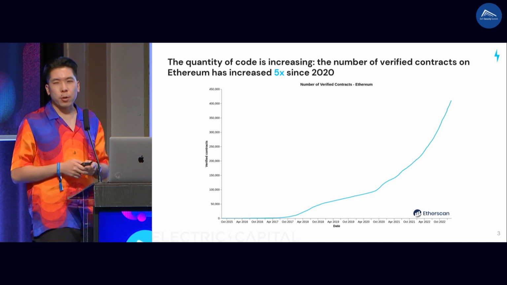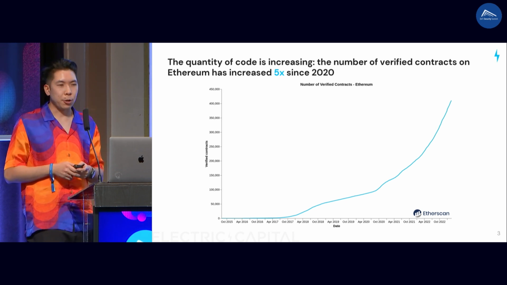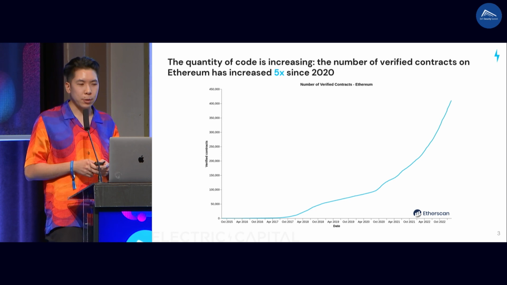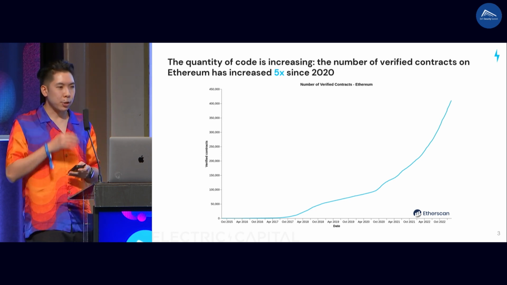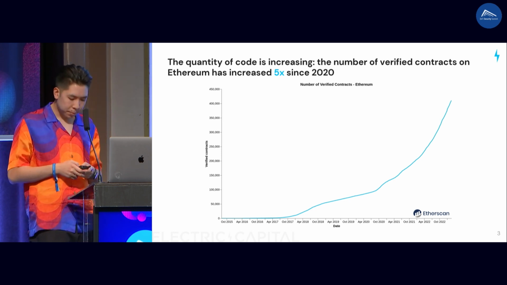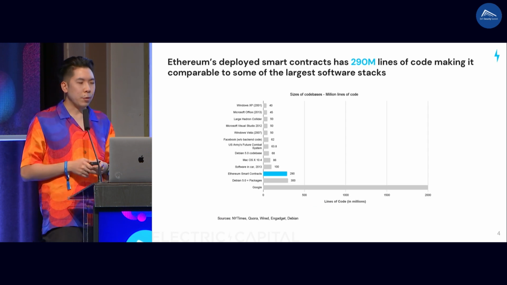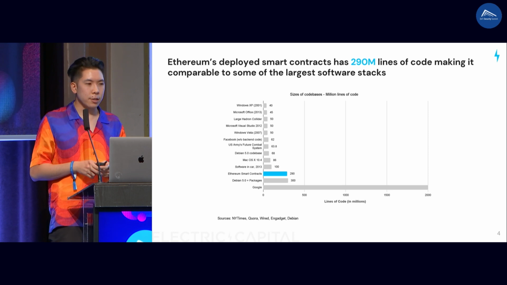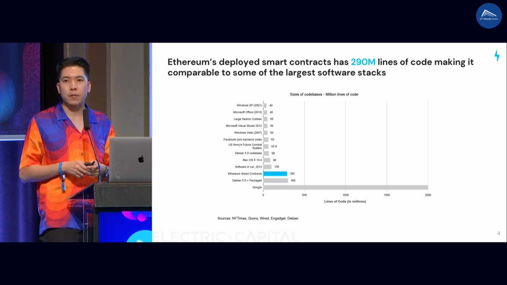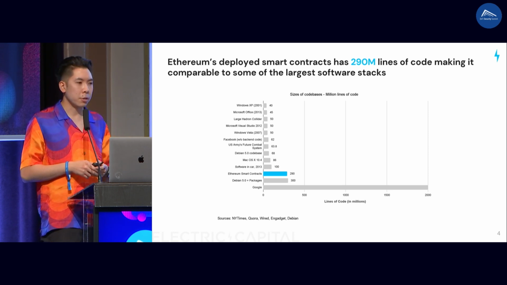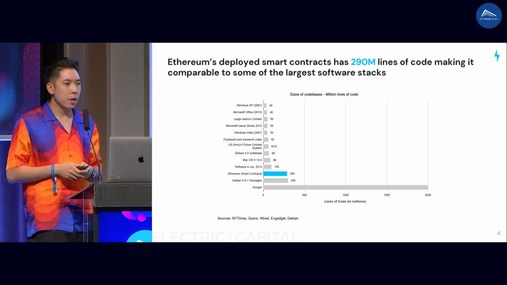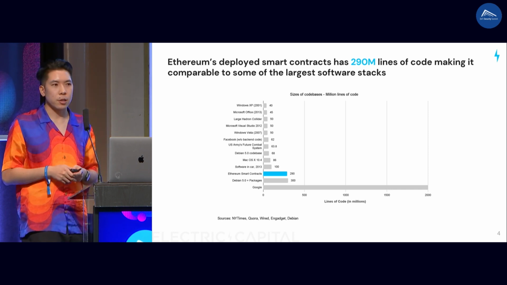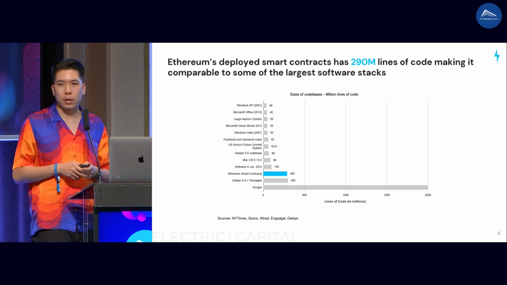The number of verified smart contracts being deployed to the Ethereum blockchain is increasing rapidly. Since 2020, that number has grown 5x. If you look at the sheer lines of code that all of those contracts consist of, it's about 290 million lines of code, which is a lot larger than many software stacks, and also butts up against some other larger stacks and organizations around the world.